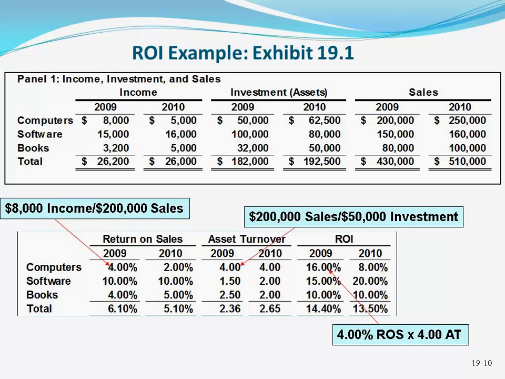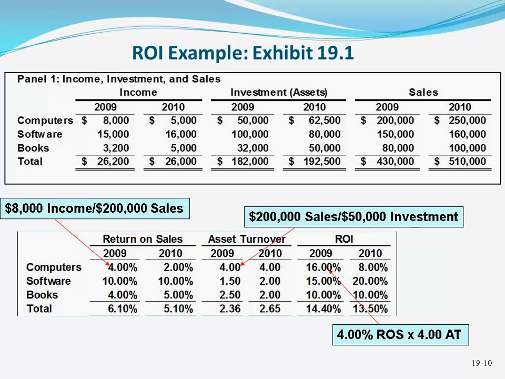Now remember, we said that the ROI can be calculated as the product of the return on sales times the asset turnover. So return on sales, 2009 computers, 4%; asset turnover, 2009 computers, 4. 4 times 4% gives you a return on investment of 16%.